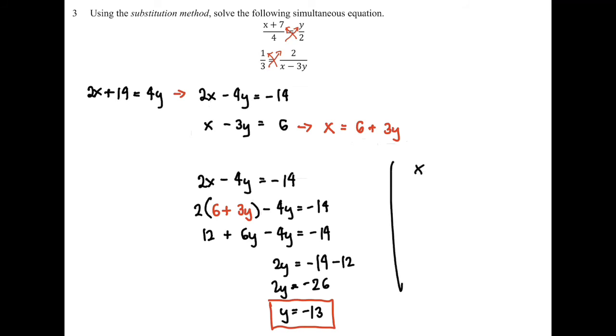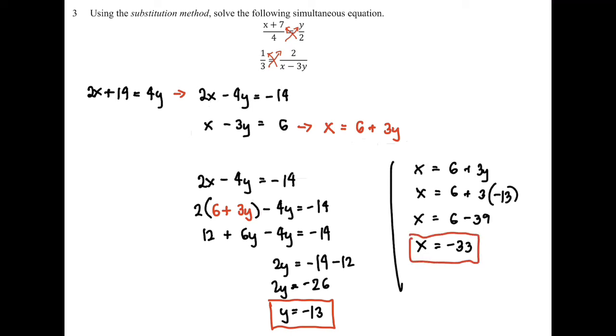So x equals 6 plus 3y. So x equals 6 plus 3 times negative 13 is what? So 6 minus 39 will give you x is equal to negative 33. So x is negative 33 and y is equal to negative 13. So that's for number 3.